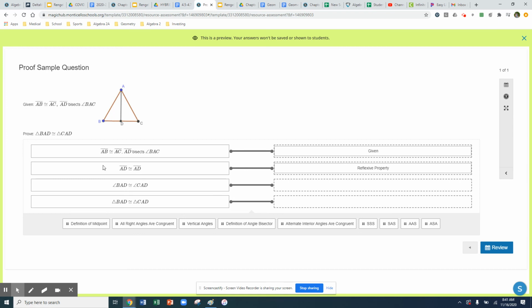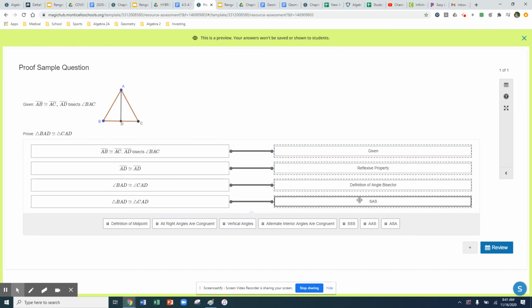bisects BAC. So here we have BAD is congruent to CAD, talking about angles. That's going to be definition of angle bisector. And then lastly, we've got a side angle side, side angle side. So that's going to mean we're going to use SAS. So we're going to fill in our proof like so. And then those would be our 4 answers.